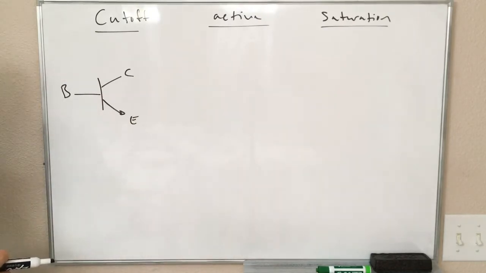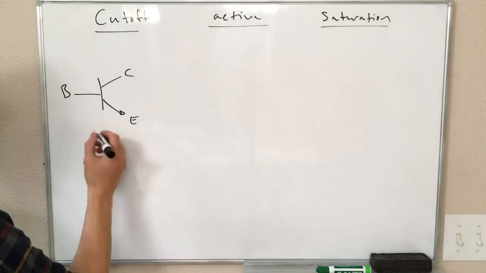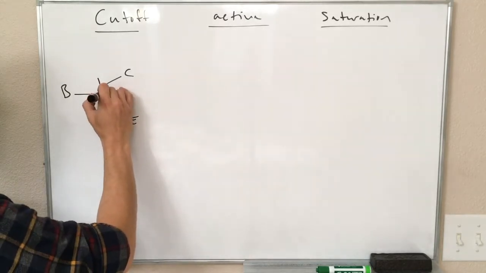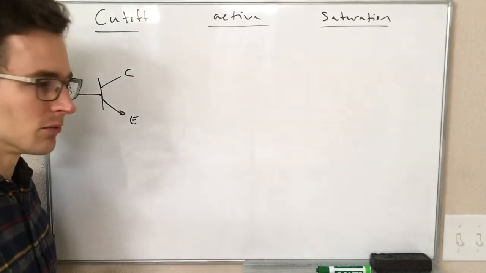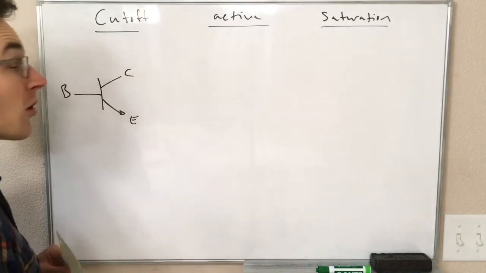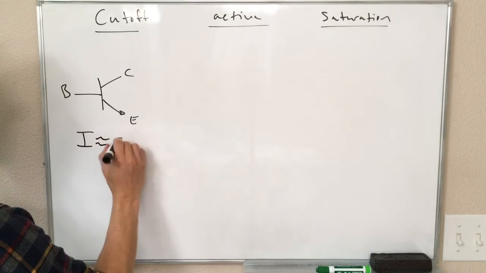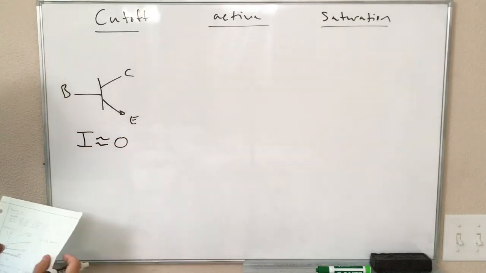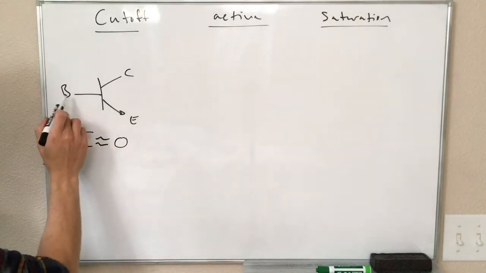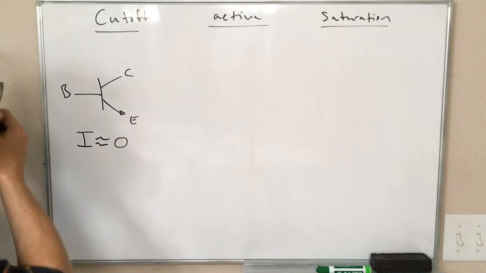Okay, so when we are in cutoff mode, our collector emitter switch is open. And so we don't have any current flowing in the collector, and we don't have any current flowing in the base. Except for some very small currents that we'll be able to ignore in 315, our currents are going to be approximately equal to 0.